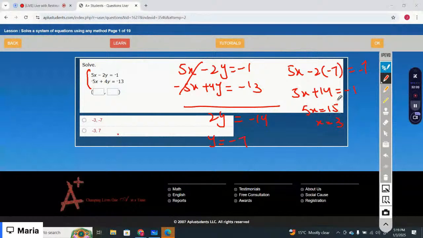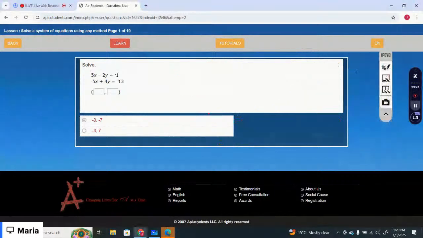The correct option is option number 1. Negative 3 and negative 7 is the correct option. Option number 1 is the correct option.